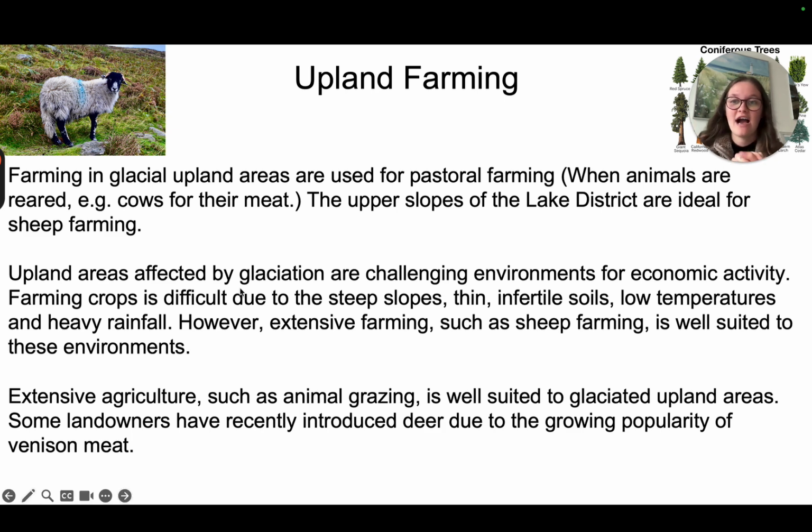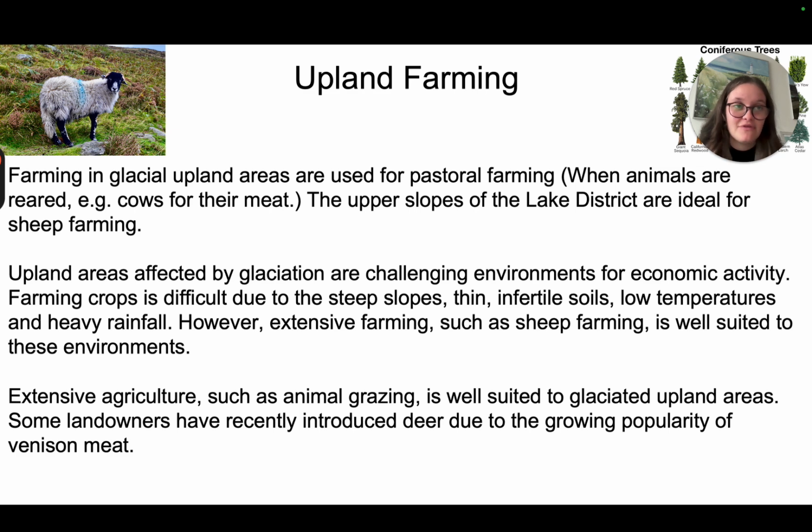Okay, next we have upland farming. So farming in glacial upland areas is often used for pastoral farming, where animals are reared, such as cows for their meat, sheep for their wool, etc., or for their lamb meat. The upper slopes of the Lake District are ideal for sheep farming. The upland areas affected by glaciation are challenging environments for any other economic activity.